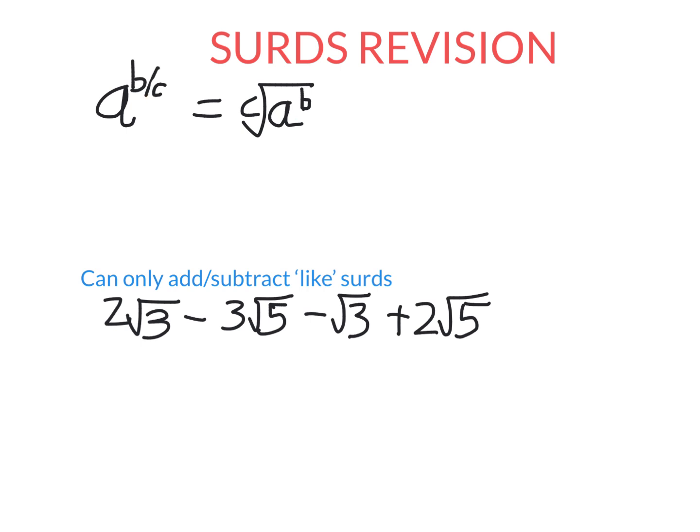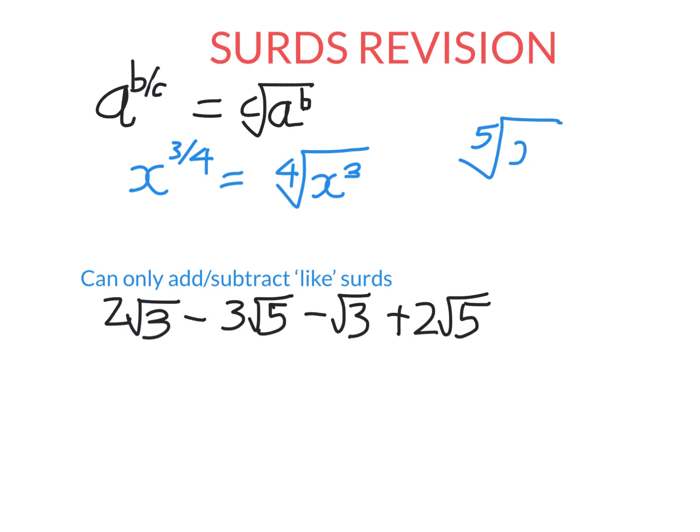So for example, they would know that x to the power of 3 over 4, the bottom number tells you which root it is, and the top number gives you the power. They'd be able to take something like the fifth root of, say, x squared and convert that into a fractional index. Power on top, which root it is on the bottom. That's easy. So surds come from fractional indices.